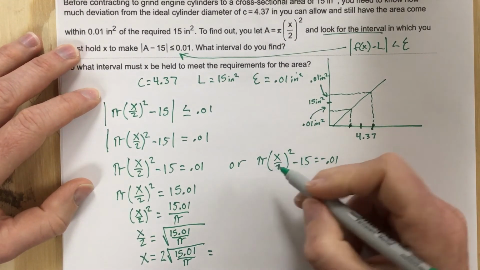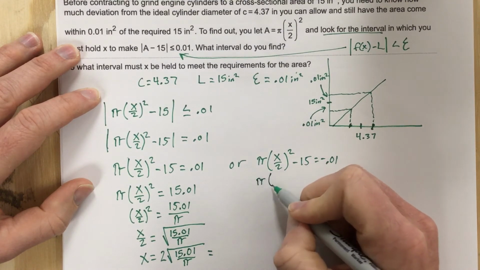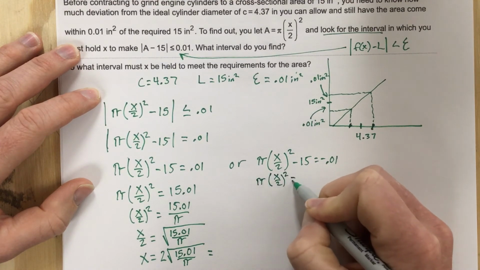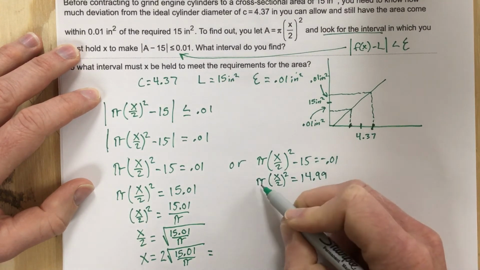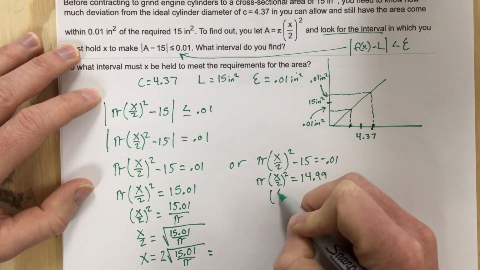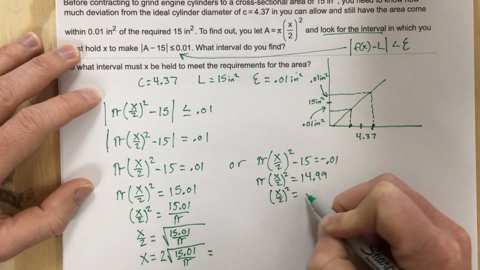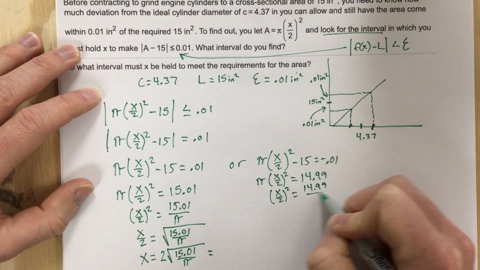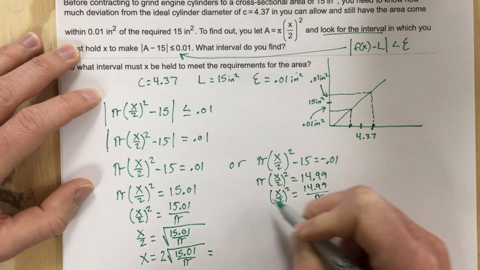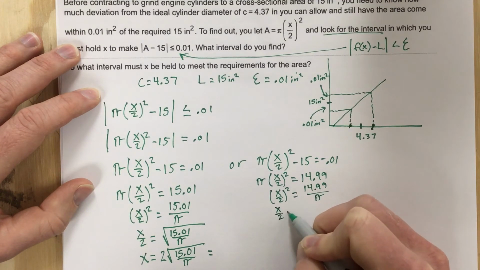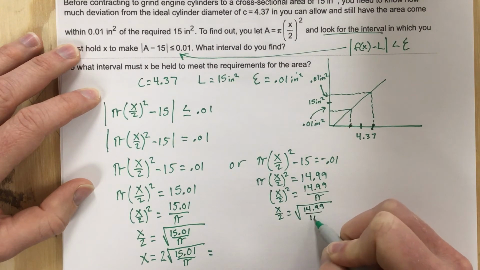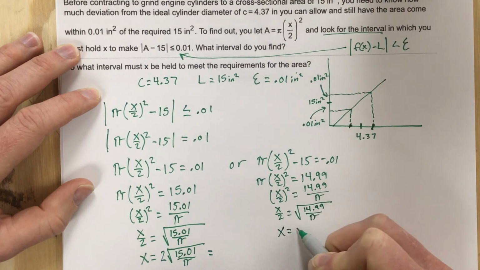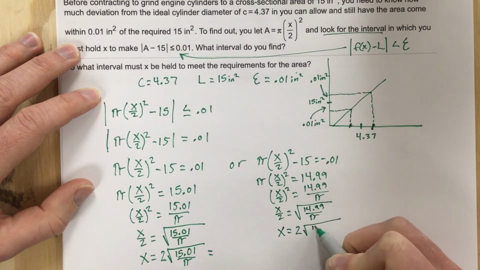We'll do the same thing on this side. This will be pi x over 2 squared equals 14.99. We're going to divide by pi, so we get x over 2 squared equals 14.99 divided by pi. Square root each side, so x over 2 equals the root of 14.99 over pi. So x equals 2 times the root of 14.99 over pi.